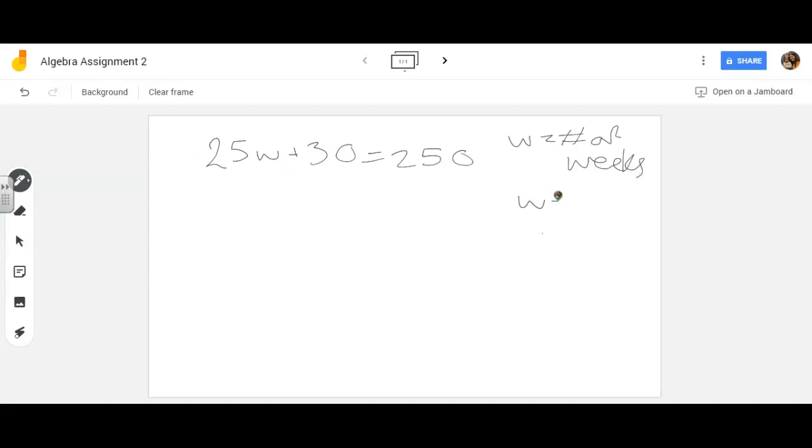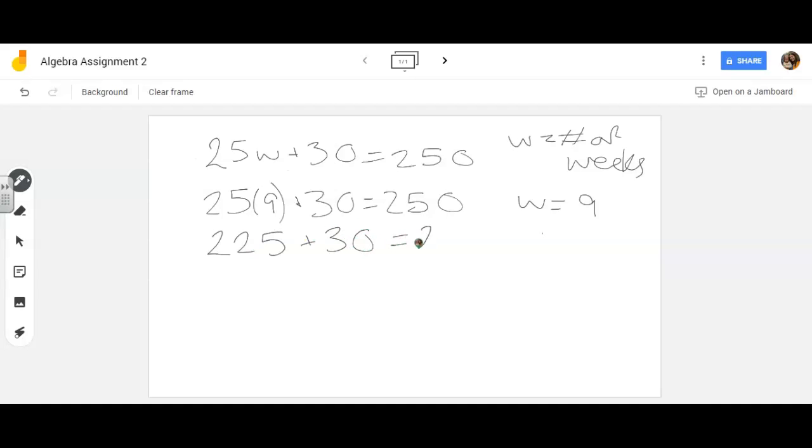Okay, so in this case, we're saying W equals 9. Let's plug it in. 25 times 9 plus 30 equals 250. Okay, I don't know 25 times 9 off the top of my head, so I'm pulling out my calculator. 25 times 9. Okay, 225 plus 30 equals 255. So 255 equals 250.